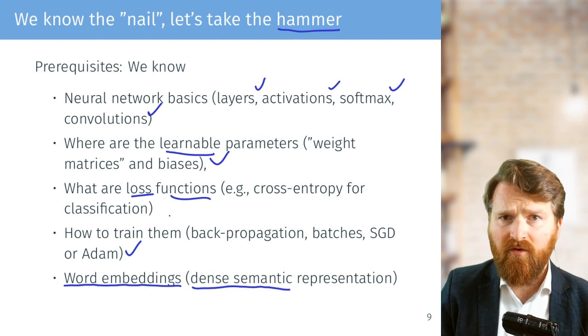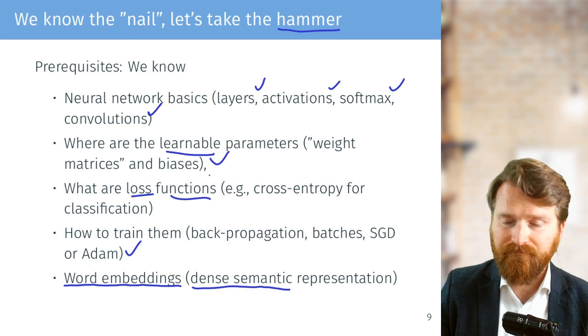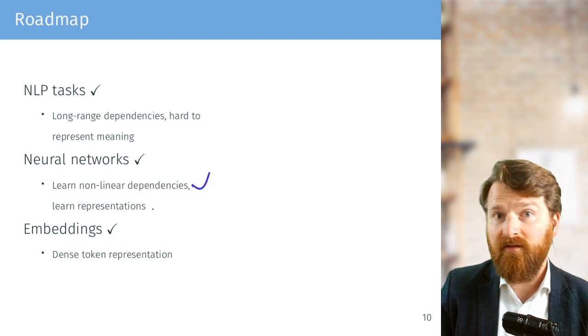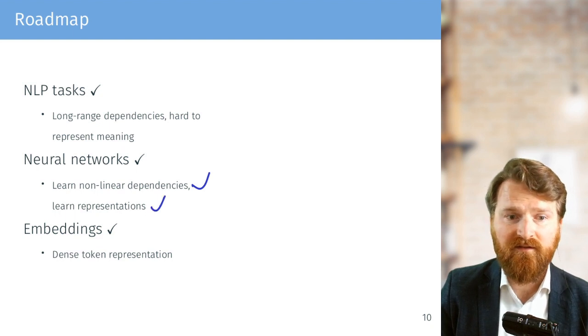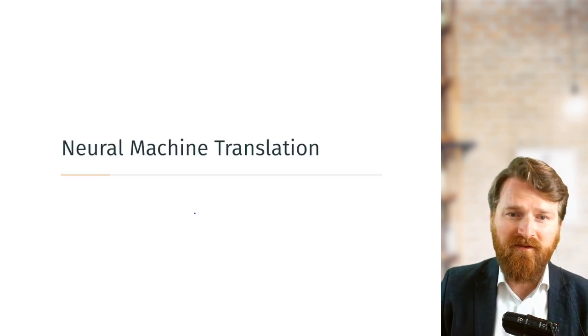So this is just a short recap that these are the rudimentary things that we need to know in order to understand BERT, but these are rudimentary things in order to understand anything in deep learning for NLP. That covers neural networks that are capable of learning nonlinear dependencies, and they learn some features inherently in their representations. And also we have these embeddings. So let's move on, and we move on to neural machine translation.